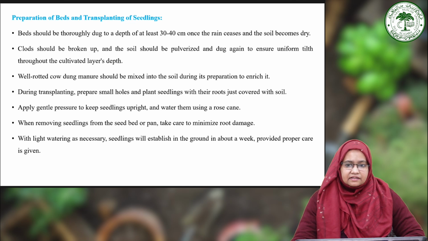During transplanting, a small hole should be prepared and the seedling should be planted with the roots just covered with soil. Gentle pressure should be applied to keep the seedlings upright and they should be watered using a rose can. When removing seedlings from the seed bed or pan, care should be taken to minimize root damage. With light watering as necessary, seedlings will establish in the ground in about a week.